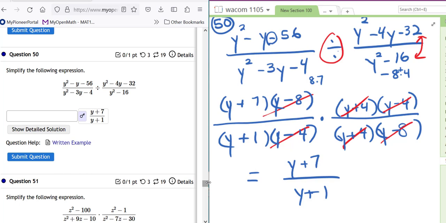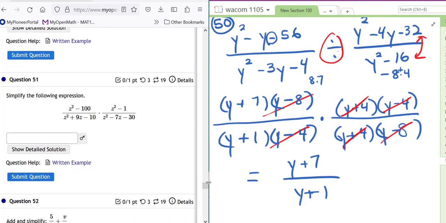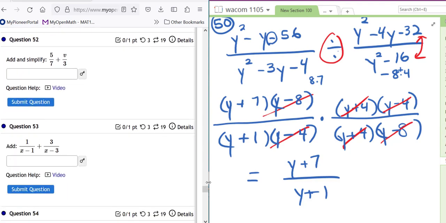I am going to skip the next one because it is a multiplication. So factor first and cross off. Right, and we're down now to addition.